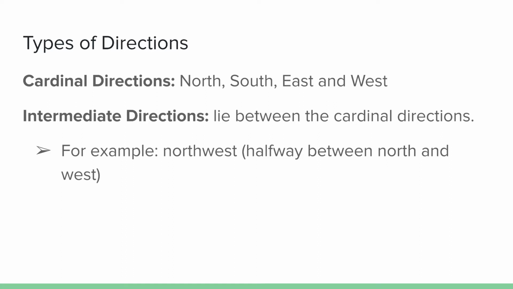There are various types of directions that geographers use, and we actually use these every day in our life as well. The first one are cardinal directions. So that's north, south, east, and west. Then there are intermediate directions. These actually lie between the cardinal directions. So, for example, northwest is actually halfway between north and west.